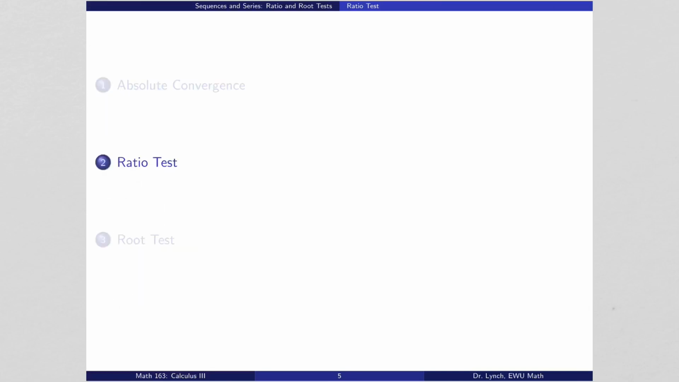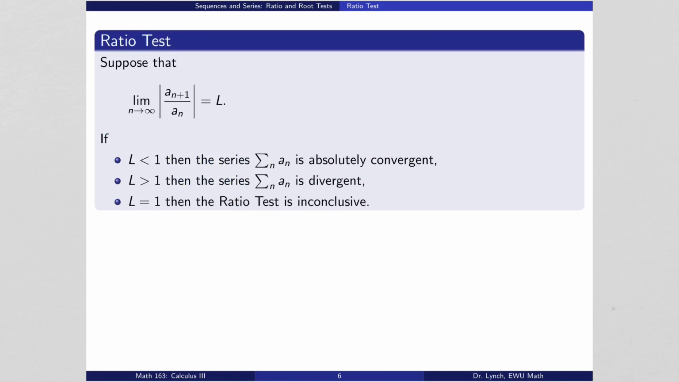Okay, let's change gears here and talk about two new tests. First, the ratio test. The ratio test is a test for convergence, and it begins by looking at the limit as n goes to infinity of the absolute value of consecutive terms in a series. So to apply the ratio test, the first thing you do is have a look at this limit and get some number. Of course, that's a positive number, right? Because you're looking at a limit of positive things.